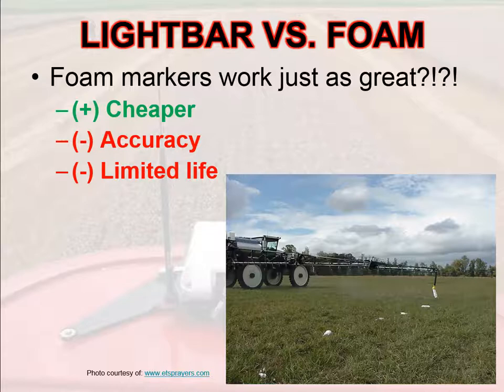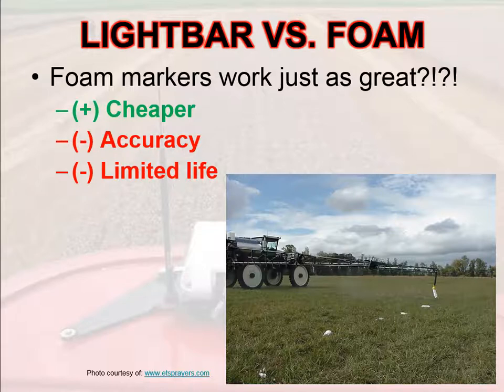So along with it, this picture here makes it look easy because you're in a field with no canopy. Imagine a soybean field or a cornfield where you're spraying. That foam may fall down underneath the canopy, so you may not see it sometimes. So then you could get off on your pattern. And the other thing too is that foam will dissipate after a while. It has a limited life.